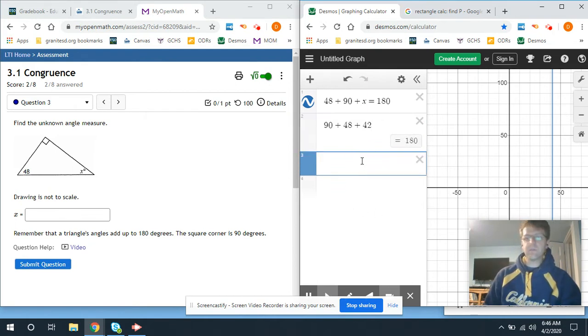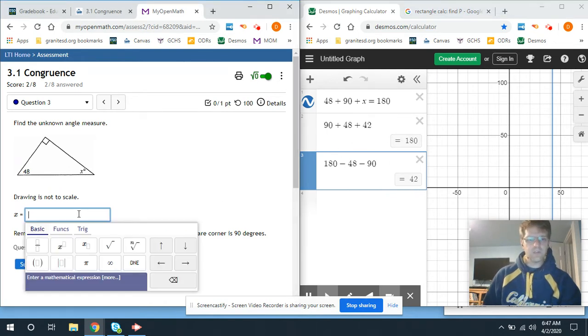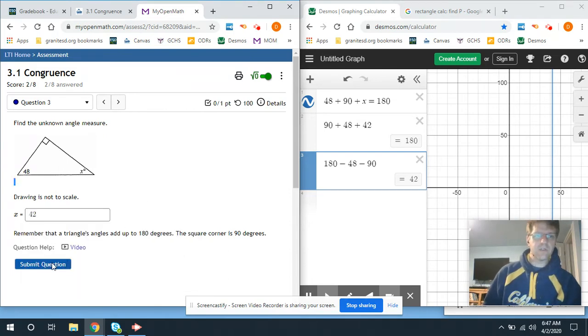Now, let's say that you didn't have a fancy calculator. What if you just had a basic calculator? Well, you'd start with what you know. You know you have 180 degrees. You're going to take away the side with 48. You're going to take away the side with 90, and you're going to see which one is left over. And the leftover one is your answer. And you can see that every time the answer was 42. Just a couple different ways to calculate it.